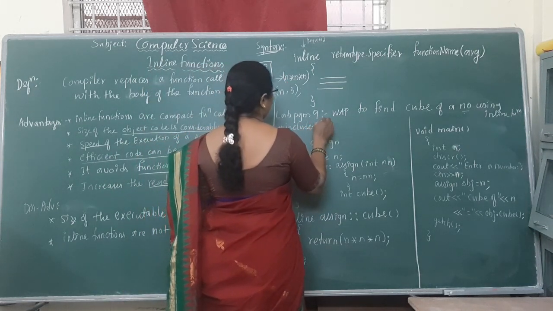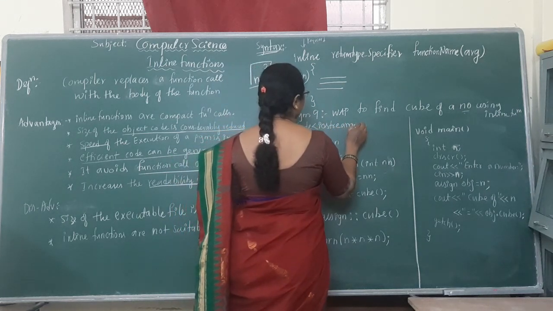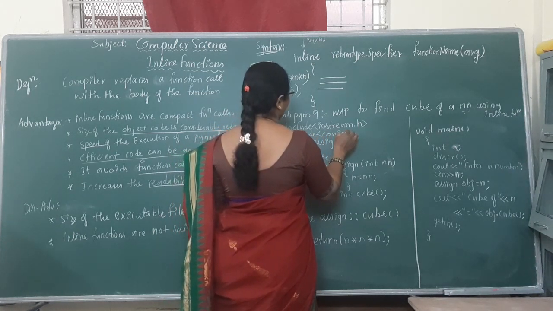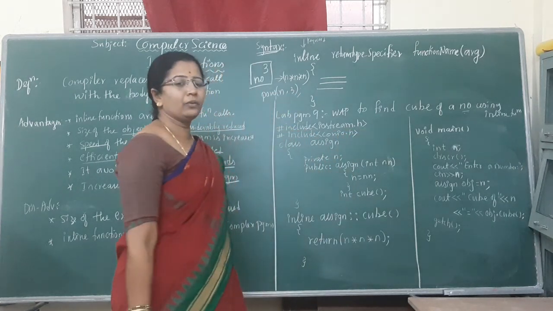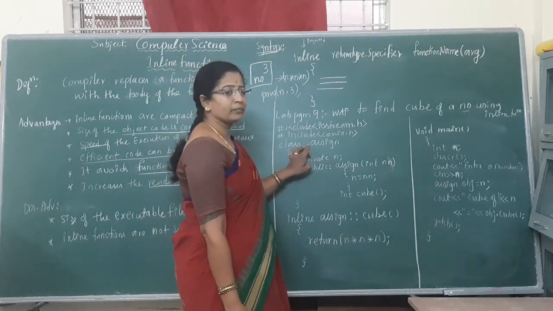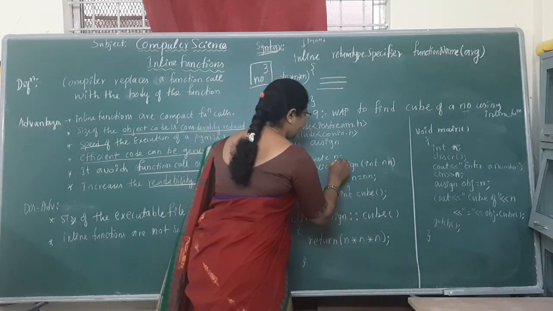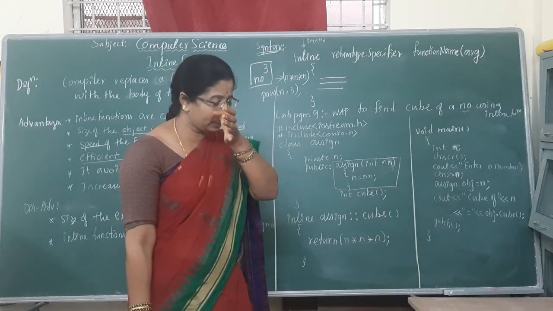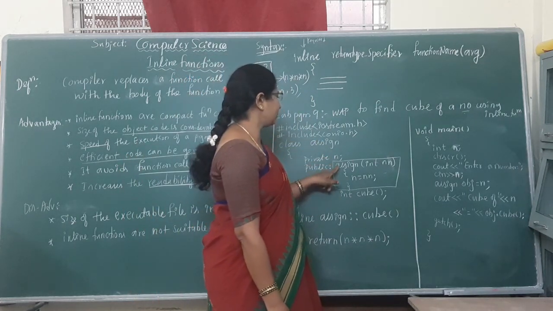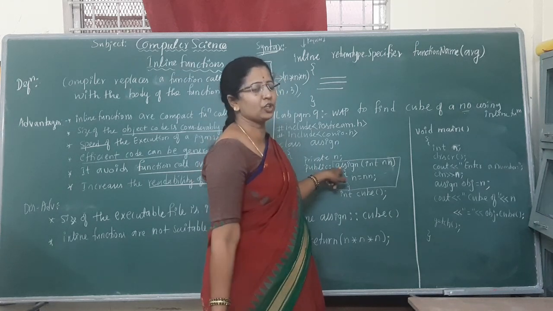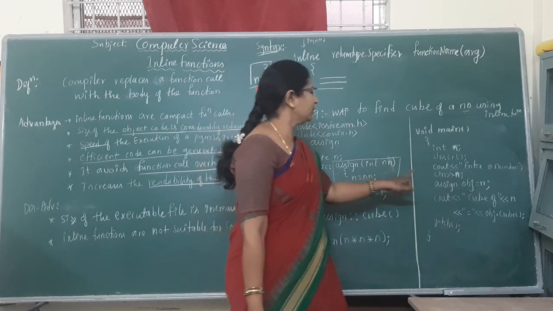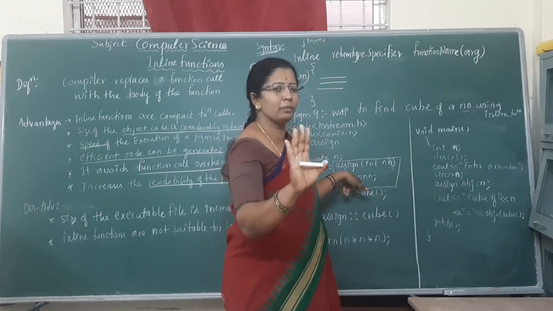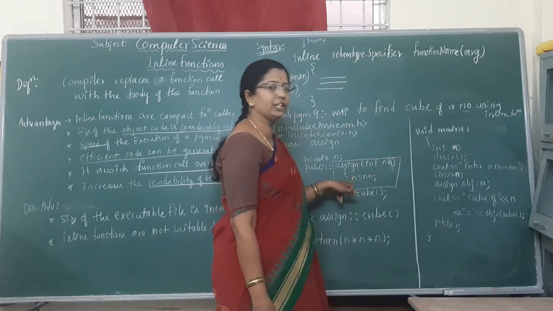Hash include iostream.h, then hash include conio.h. Here I have taken one class named assign. So I am assigning the value. Whatever we have written here is called a constructor, the next chapter's topic. You will come to know in the next class that the class name and the constructor name are both the same. Just the value we give through the object will be copied here, and we are assigning that value to the variable n. Just remember that: the accepted value we are storing into n.